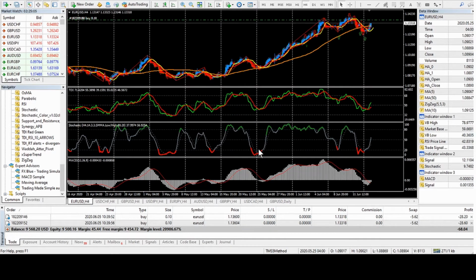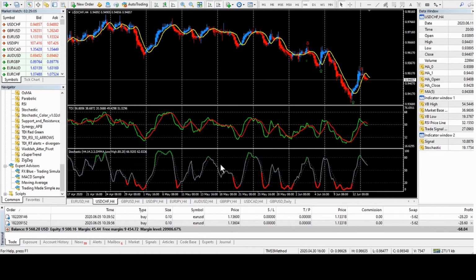Now, as you can see, what L. Franz did was he stripped it down, and now you only have the signal line and the RSI line.